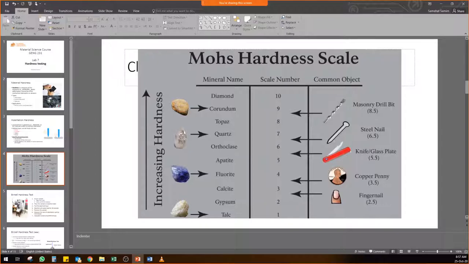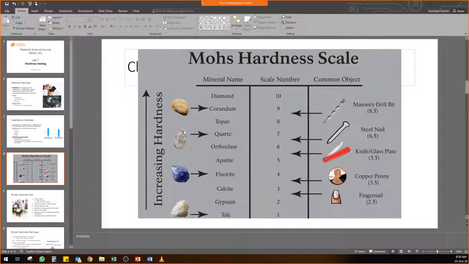But what will scratch quartz? How will your quartz get scratched? Maybe if you put a lot of force using a steel nail, because now you are coming closer to quartz, 7, and 6.5, or a drill bit. In a drill machine, the drill bit has a hardness of 8.5. They make it really hard because the drill bit is used to make holes inside the wall, inside the steel, everywhere else. So that's why hardness is very important to measure when you are designing something.